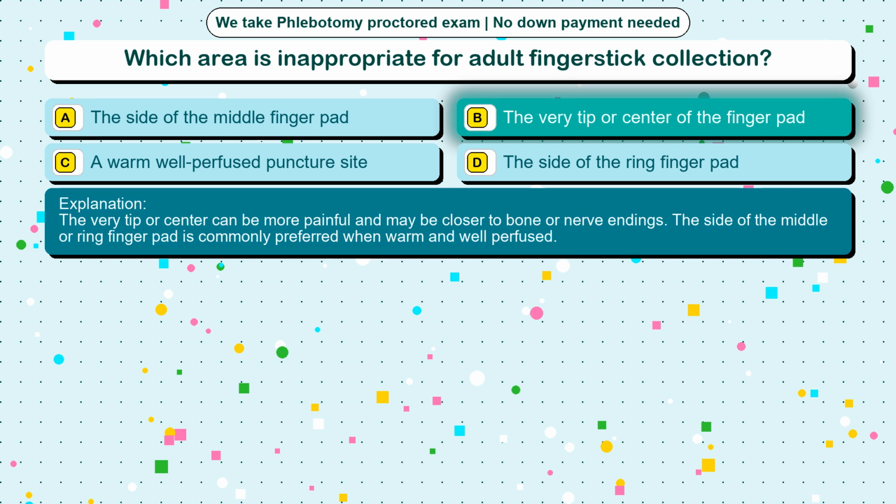The very tip or center can be more painful and may be closer to bone or nerve endings. The side of the middle or ring finger pad is commonly preferred when warm and well perfused.